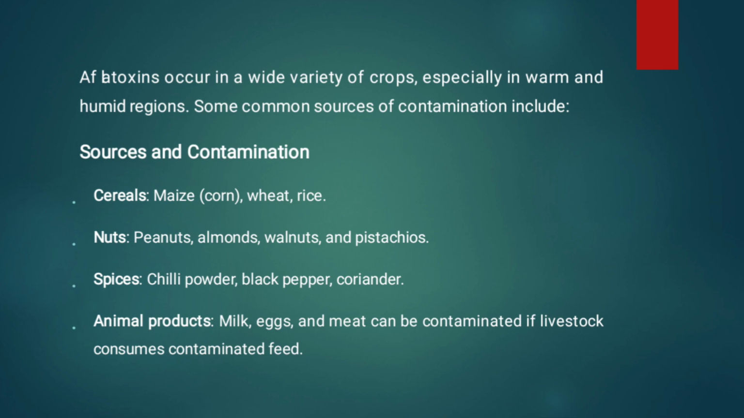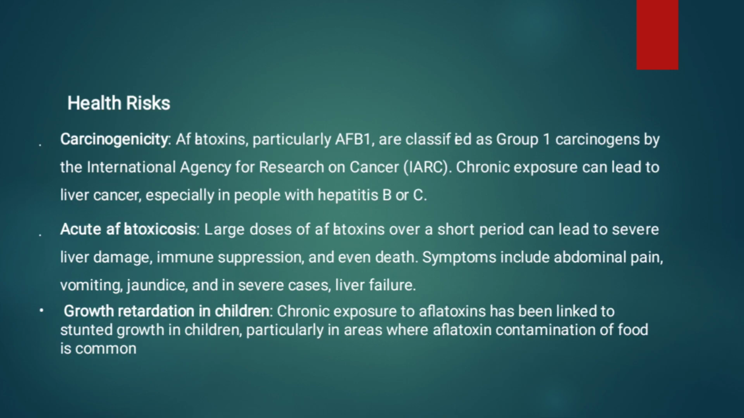The sources of contamination for aflatoxins are cereals like maize, corn, wheat, rice, nuts, peanuts, almonds, walnuts, and pistachios, and spices like chili powder, black pepper, and coriander. Animal products like milk, eggs, and meat can be contaminated if livestock consume contaminated feed. And there are many health risks due to these aflatoxins.